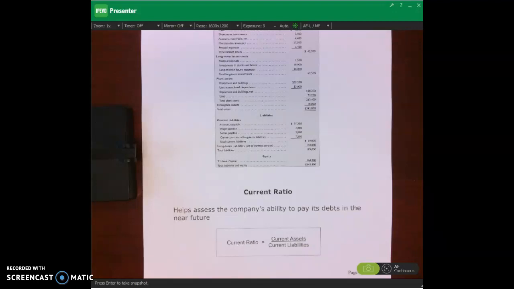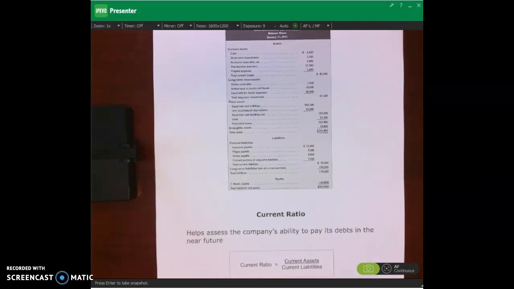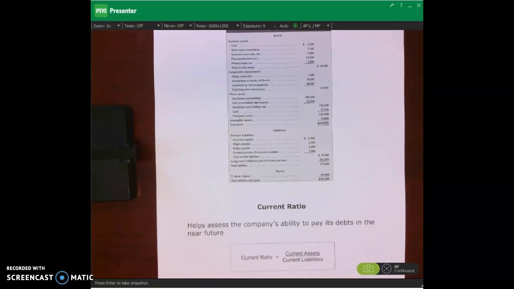Financial ratios help investors, shareholders, creditors to quickly assess the financial standing of an organization. One of the ratios that investors and shareholders and especially creditors would use is the current ratio. And the current ratio is calculated by dividing current assets by current liabilities. And it's a measure of a company's ability to pay its short-term debts. Okay, current assets divided by current liabilities is our current ratio.